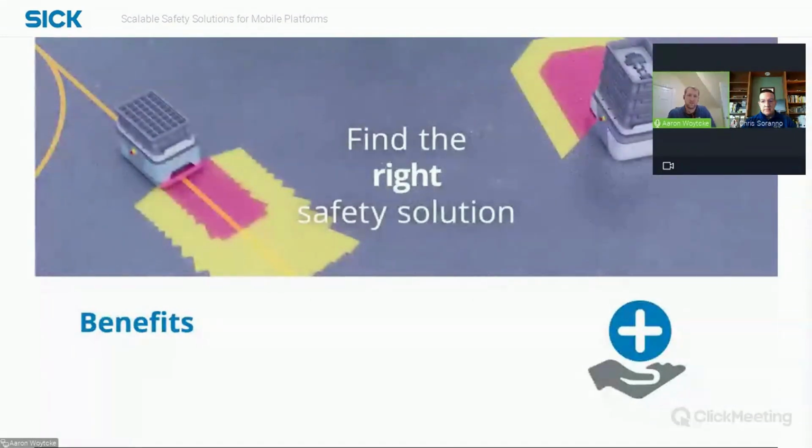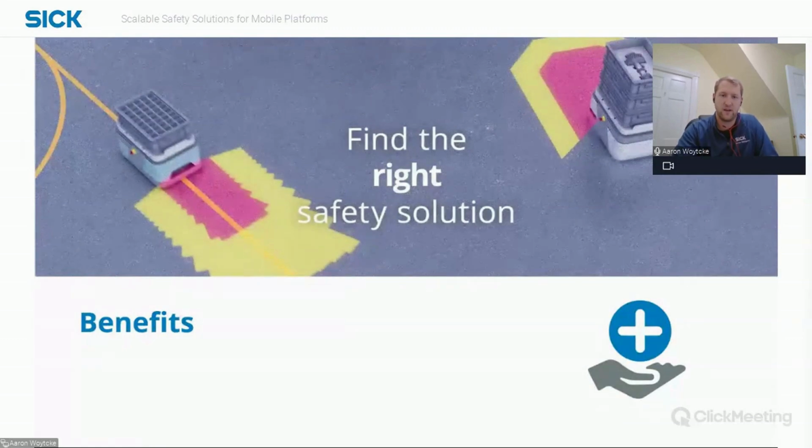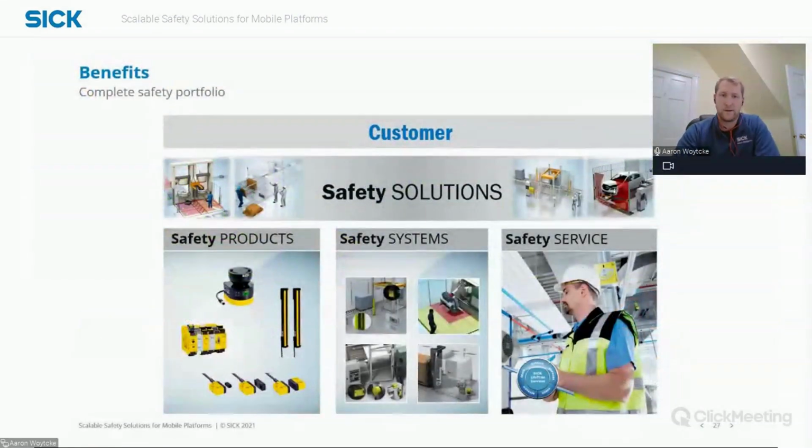So picking up where Chris left off, we want to talk about the benefits of finding the right safety solution and looking at SICK a little bit more and how we can do that effectively. Our end goal is achieving safe productivity. If you combine the two words, we need the safety, but we don't want safety to limit productivity in general. So achieving safe productivity with scalable solutions and a scalable iterative approach requires solutions to find balance between cost effectiveness, compactness, accuracy, robustness, a whole bunch of other parameters as well.